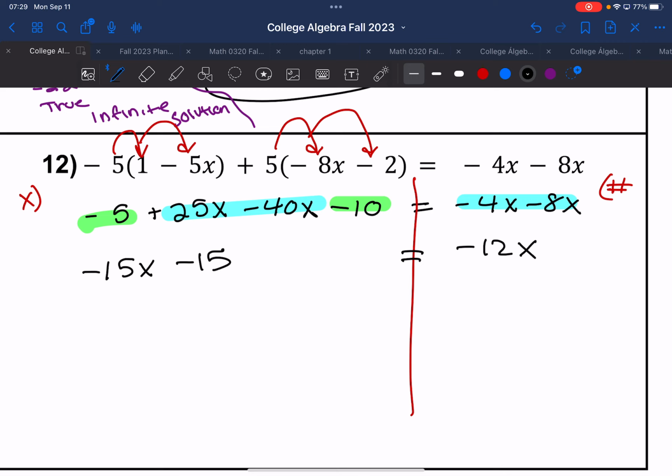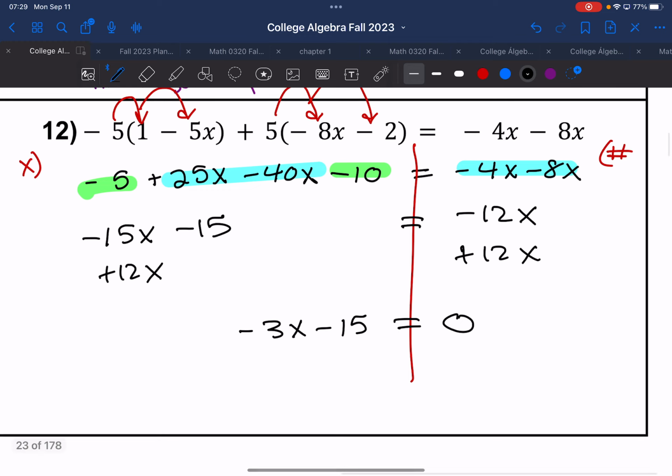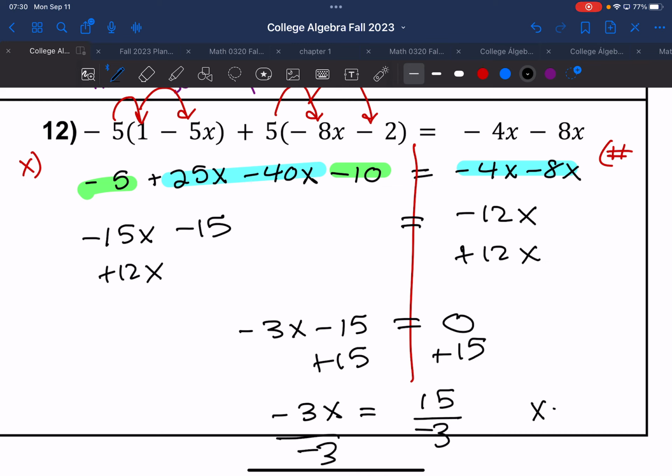Okay. Now I can start bringing my x's over to the right side. So what am I going to do? Add 12x. I get negative 3x minus 15 equals 0. Now what? Add 15. I get negative 3x is equal to 15. Last step. Divide by negative 3. And I get x is equal to negative 5.